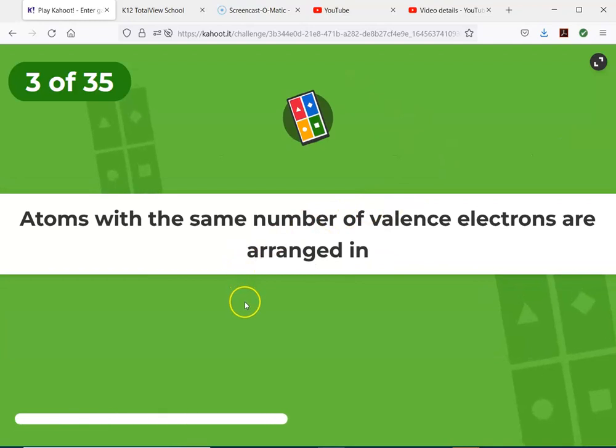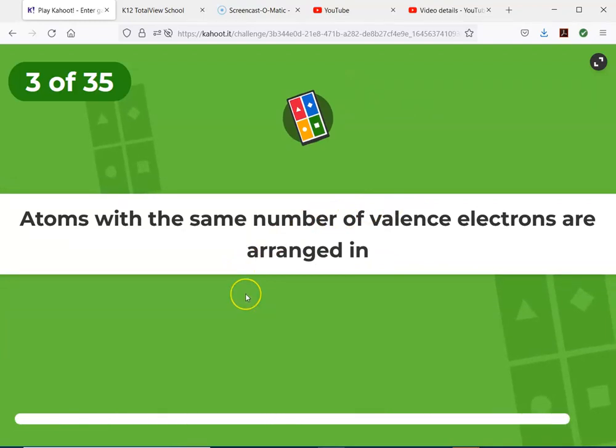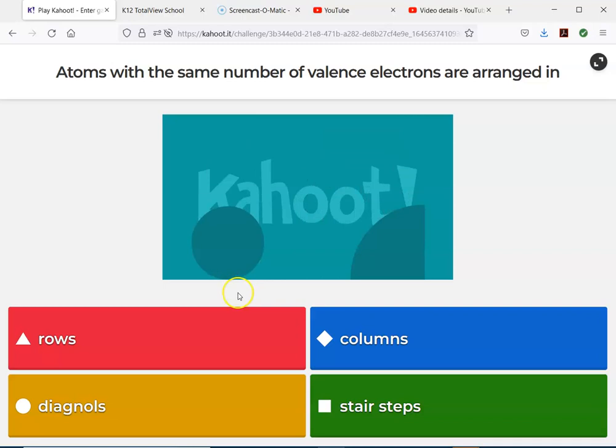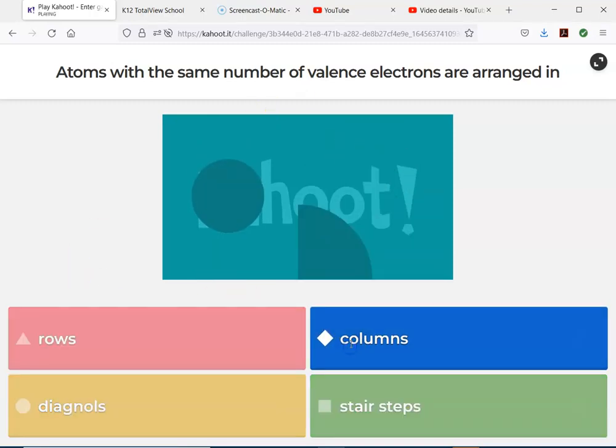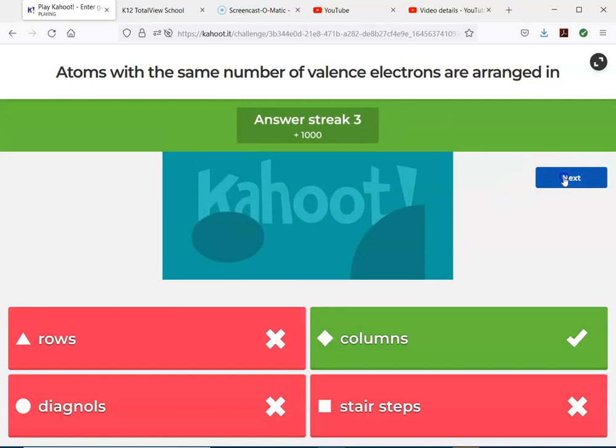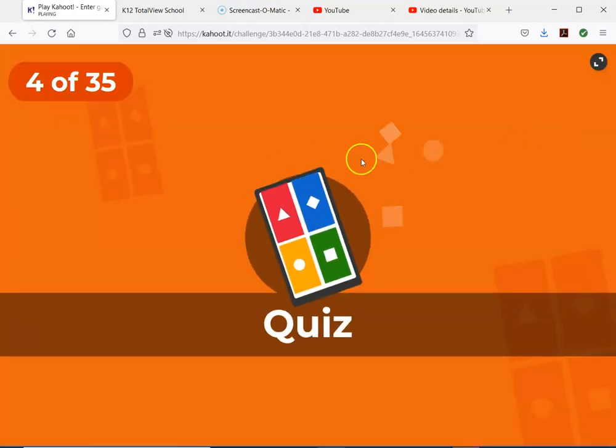Okay, atoms with the same number of valence electrons are arranged in rows, columns, diagonals, or stair steps. Same number of valence electrons. Remember, that would be the groups. Groups are vertical, periods are horizontal. Vertical groups would be columns. All right. There we go.